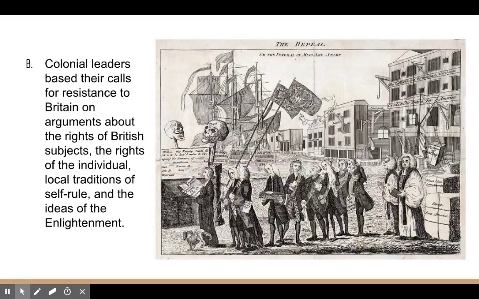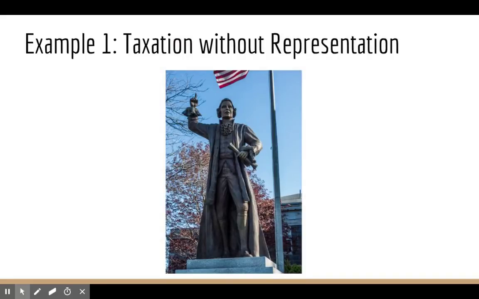The next point is that the colonial leaders based their calls for resistance to Britain on arguments about the rights of the British subjects, the rights of individual local traditions of self-rule, and the ideas of the Enlightenment. So the first thing we'll talk about is taxation without representation. The British believed in virtual representation that we talked about yesterday, but some colonists argued for actual representation, which means colonists must have an elected representative in Parliament in order to be taxed. James Otis, a lawyer, argued for this in the Stamp Act Congress in 1765.